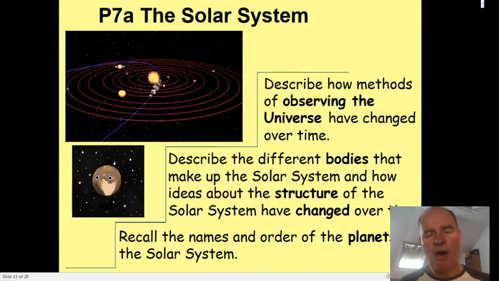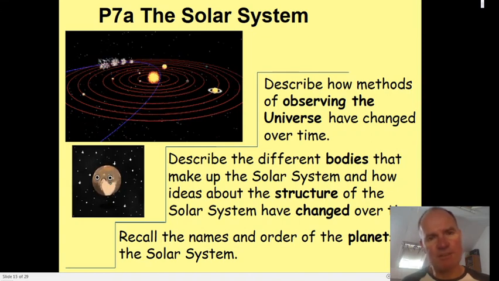So in terms of the end of part 1 of this, hopefully we've got methods about how observing the universe has changed over time, from the naked eye to the most basic telescopes to then much more advanced telescopes and the use of computers and photography to preserve what we see. And obviously those are critical developments.